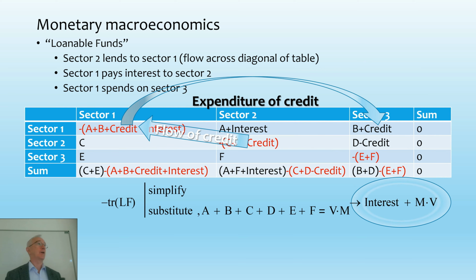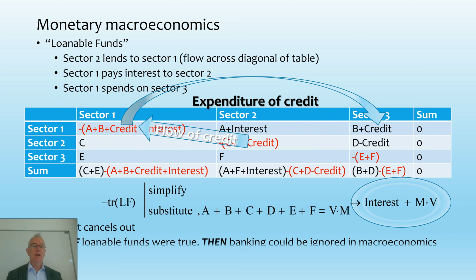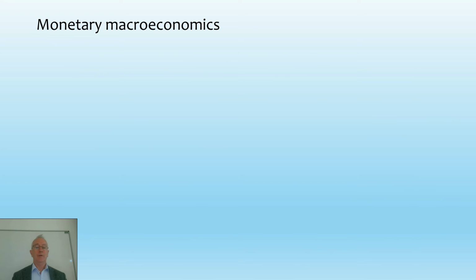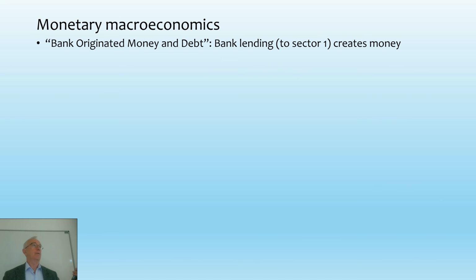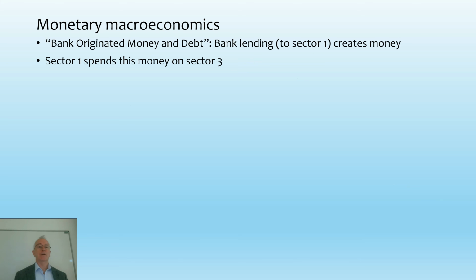I didn't expect that. I got a surprise when I got that result. Okay, but it shows that even in loanable funds, the financial sector has to be included as an addition to the turnover of money. And credit cancels out. So if the loanable funds model were correct, you could ignore credit in macroeconomics. Now, the next thing is where I have a bank lending money to sector 1, and sector 1 then spends that money they've borrowed on sector 3.